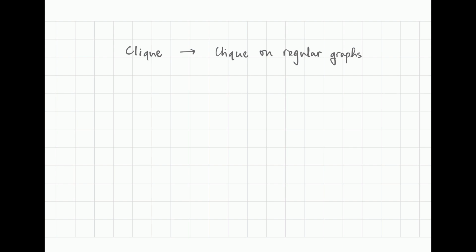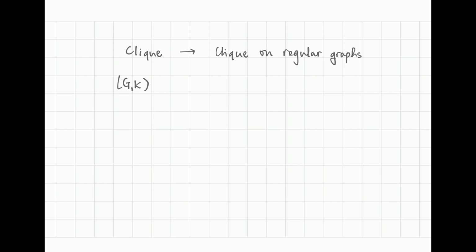So let's think about how we could approach this. Let's say that we have an instance of clique to begin with, which we are going to denote by G, k. And if G was a regular graph to begin with, that's your lucky day, right? You don't have to do anything. You could simply return the same instance because that's already an instance of clique on a regular graph. The more interesting situation is when G is not a regular graph.